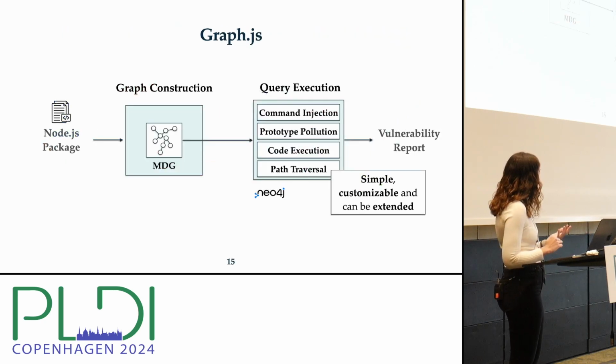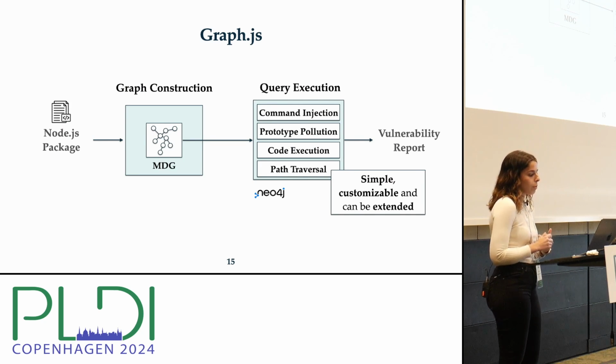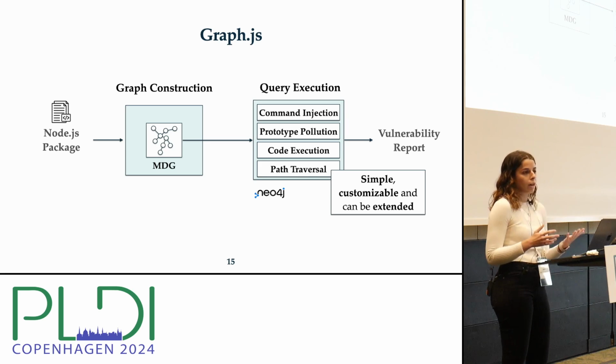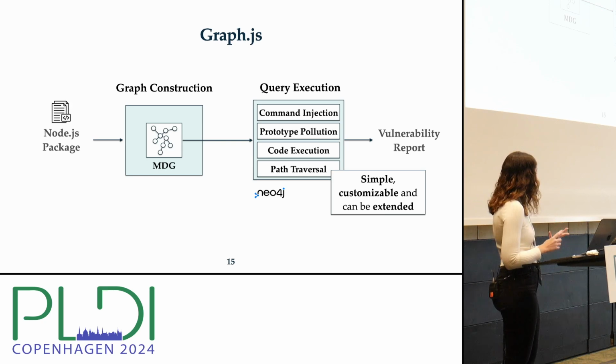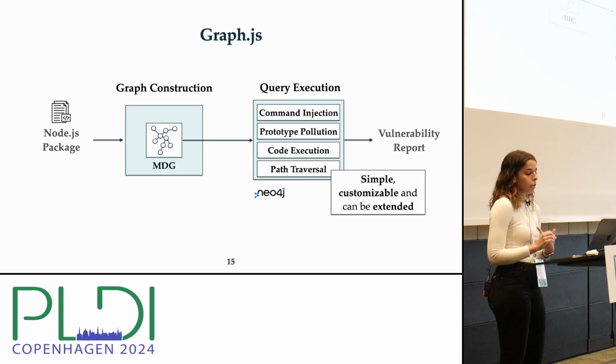To evaluate the effectiveness of these multiversion dependency graphs, we built GraphJS, which is an MDG-based static vulnerability scanner to analyze vulnerabilities in Node.js applications. And it follows the same structure of the code property graph-based tools. In particular, GraphJS detects the command injection, prototype pollution, code execution, and path traversal vulnerabilities. We used Neo4j as the graph database, and we implemented the queries using Cypher. And the queries are very simple. They are entirely customizable, and they can also be extended to support other things.